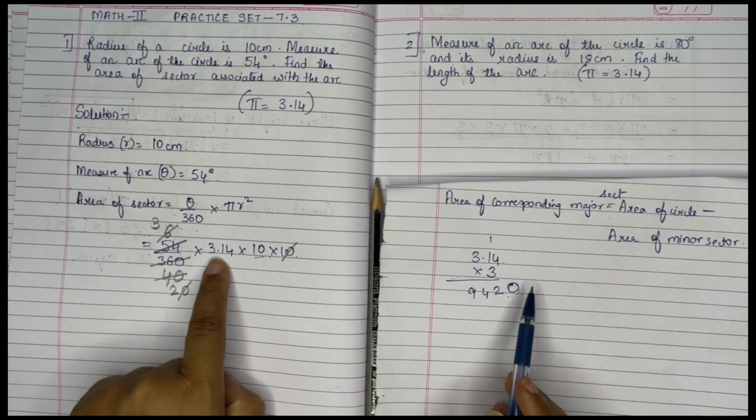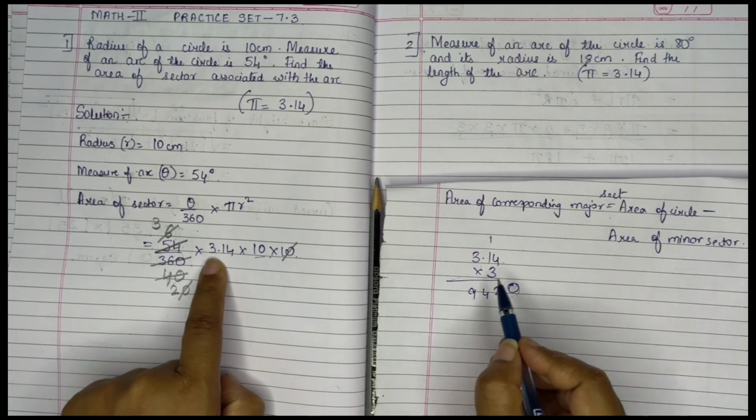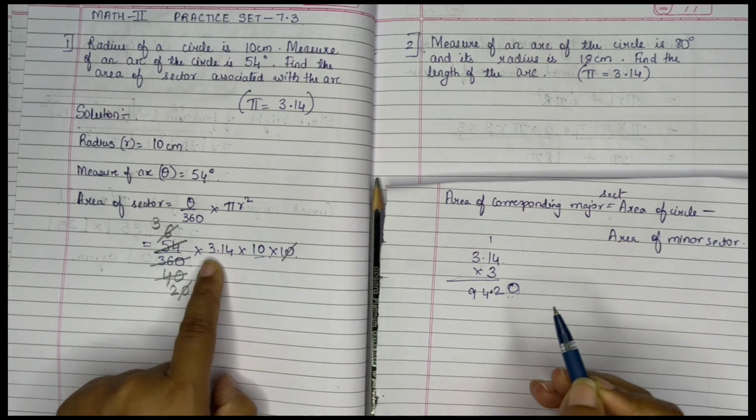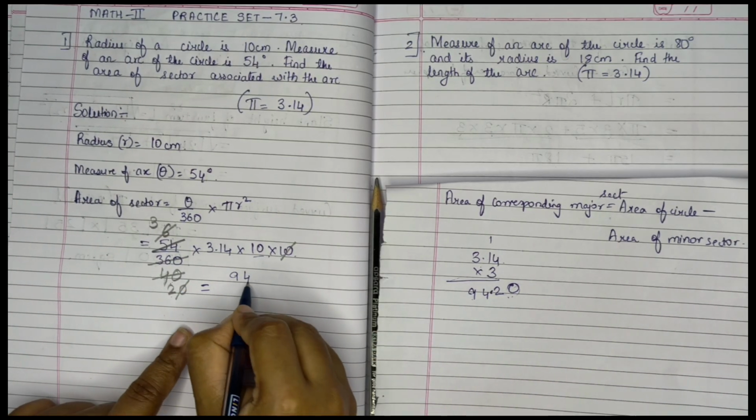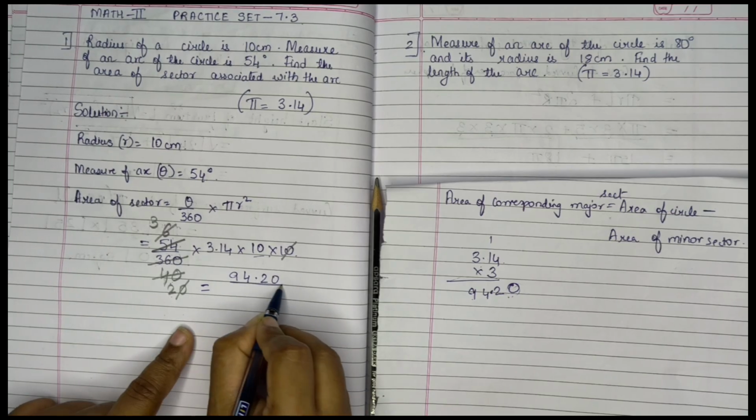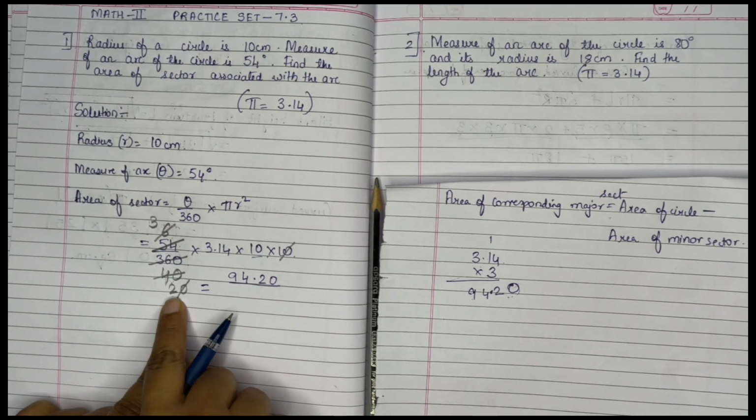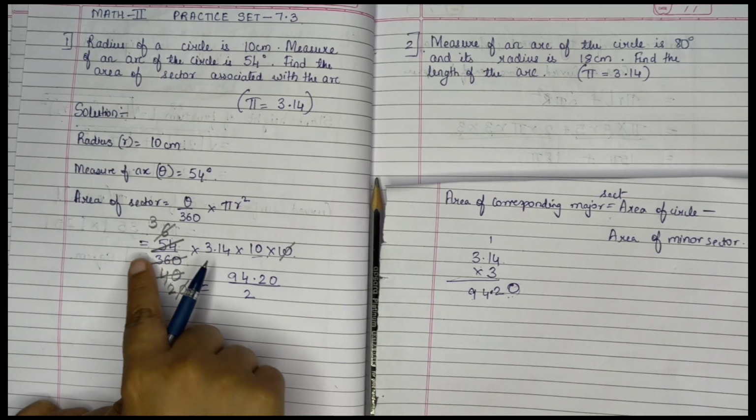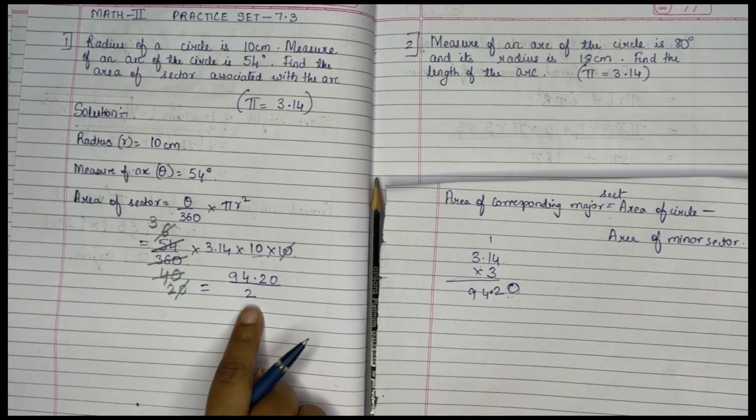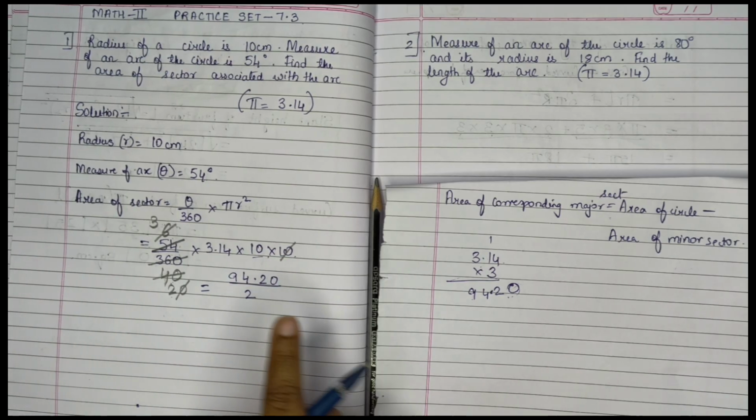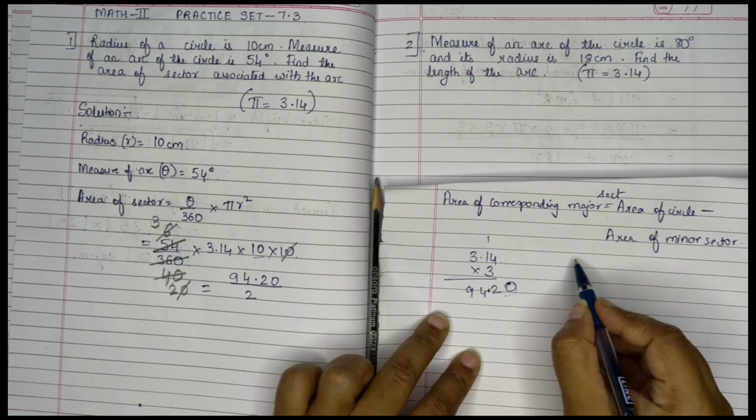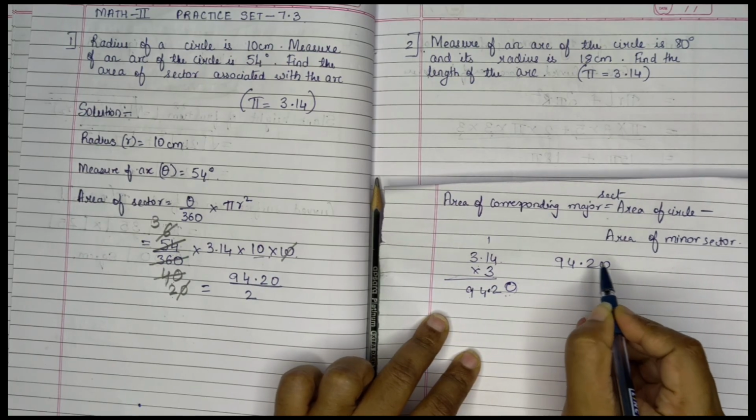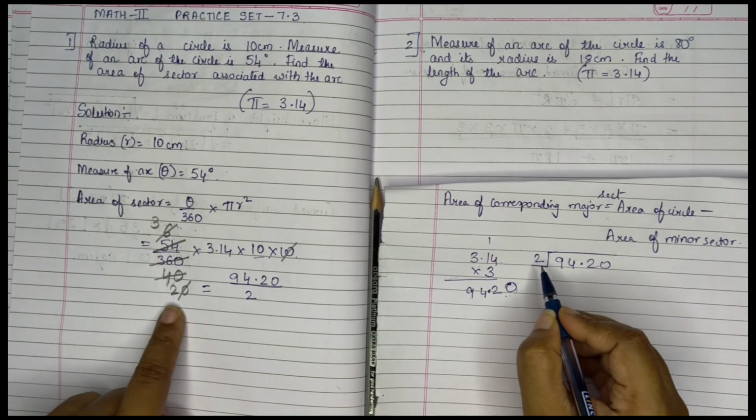Later, see there is a decimal point after 2 digits. So put the decimal point after 2 digits. So what we get here is 94.20 upon, you can see 2 is there in the denominator's place. So that means after multiplying this, we are going to divide it by 2. Understood? So 94.20, we are going to divide it by 2.